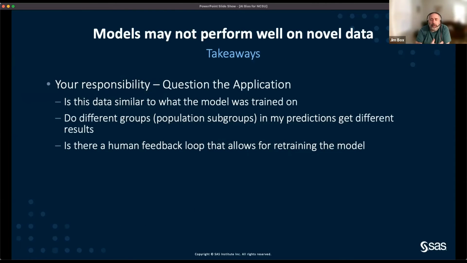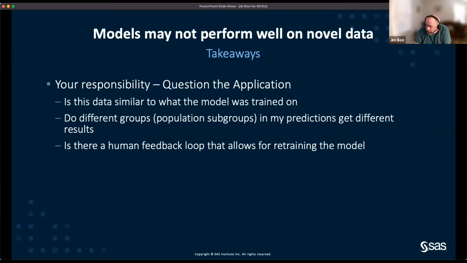So our responsibility here is to question the application, right? Is the data similar to what the model was trained on? So you need to understand what the model was trained on. Do different groups or different population subgroups in my predictions get different results? I'm going to show you how we look at that in a minute. And then, is there a human feedback loop that allows for retraining the model?